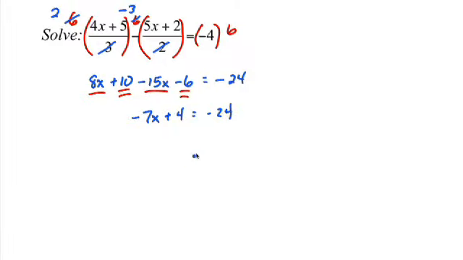So that means we'll subtract 4, and that gives us negative 7x equals negative 28, and oh, what a nice number that is. Dividing both sides by negative 7, just be careful and watch those signs. You end up with x equals positive 4.